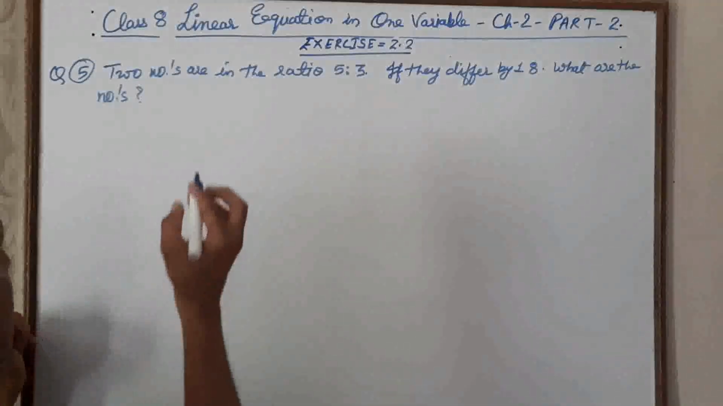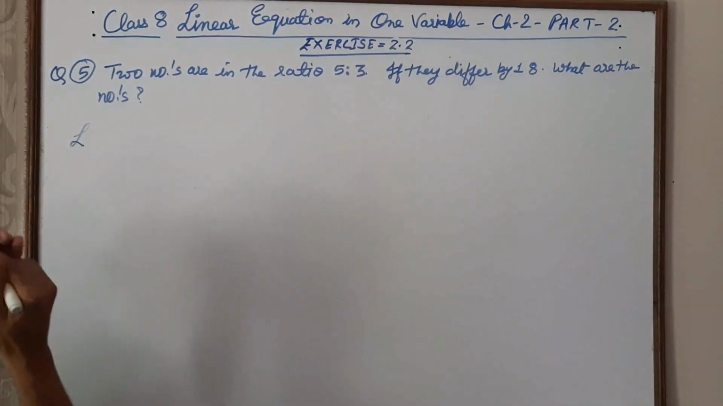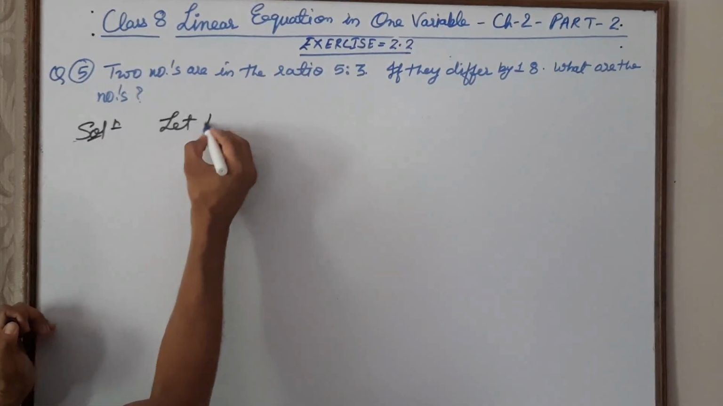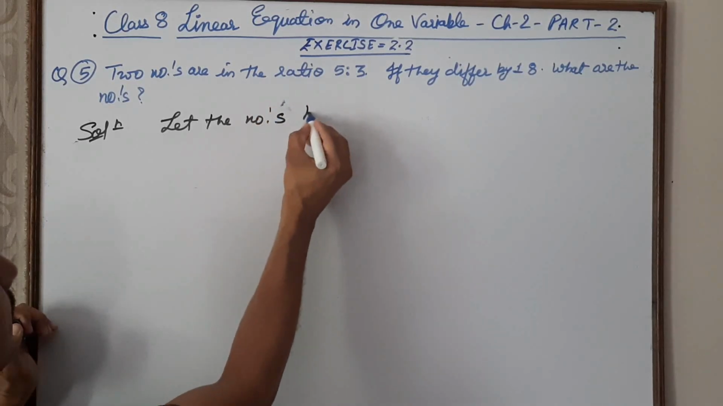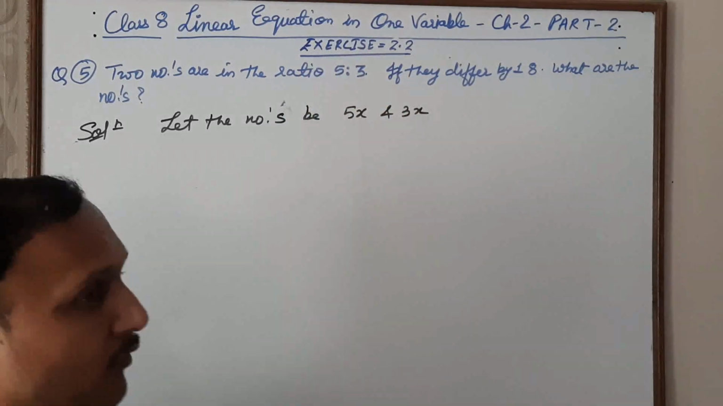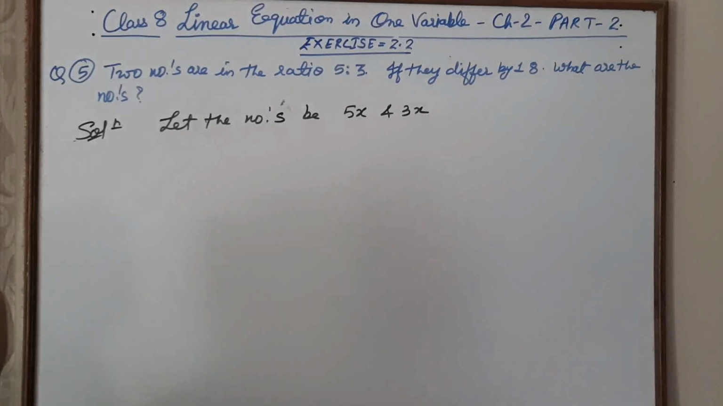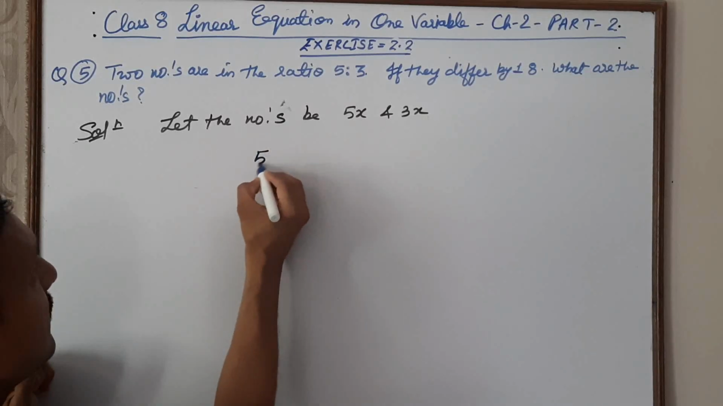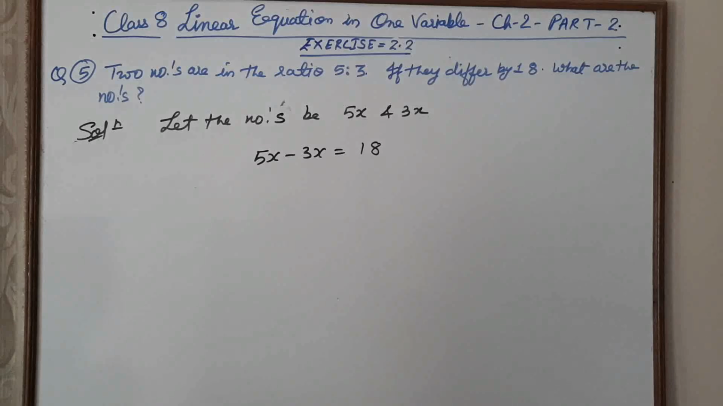So let's begin. Let the numbers be 5x and 3x. So ratio is 5:3, therefore numbers are 5x and 3x. If they differ by 18, differ means difference. If the difference is 18, 5x minus 3x equals 18. The difference is given to us, 18. We have to find out the numbers.